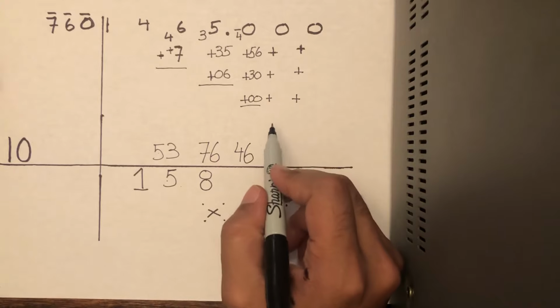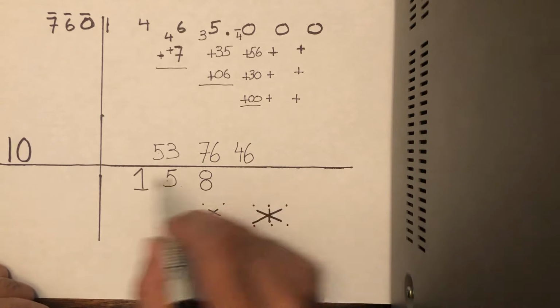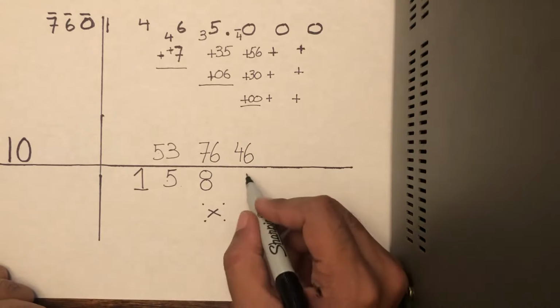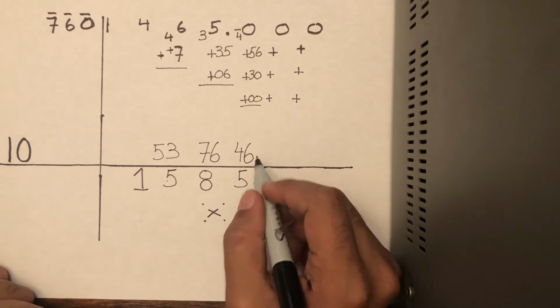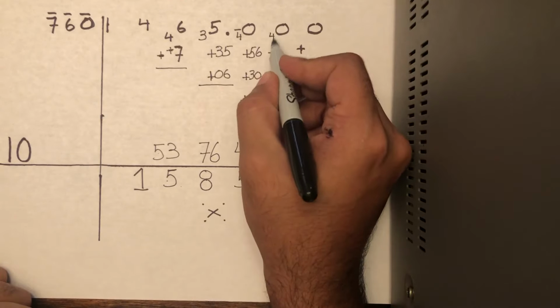Again, I don't want this adjusted dividend to be too great, so I'm going to say 5. How many times does 10 go into 46? 5 times. The remainder is negative 4, so I'm going to put 4 bar here.